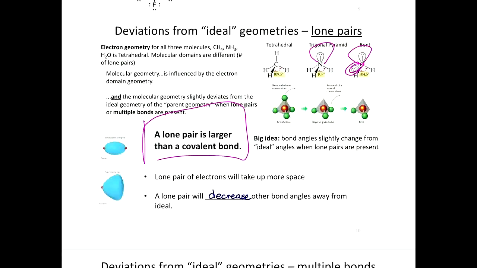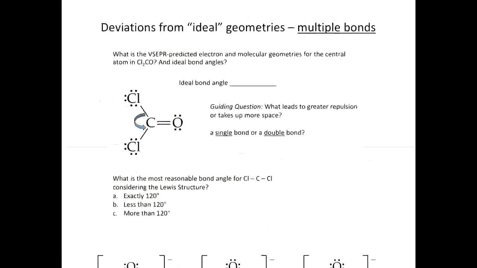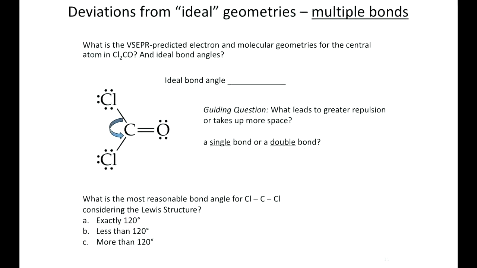Right? We also see deviations from those ideal bond angles with multiple bonds. So let's just look at this molecule real quick. All right? So let's look at that central carbon atom. How many electron domains are around that carbon? 3. 3 electron domains. So what shape is that?